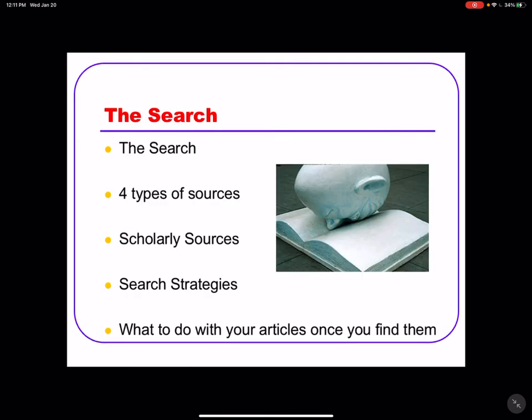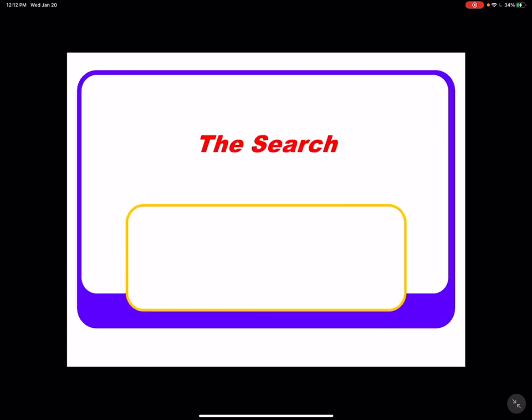So here's our outline. We're going to talk about the literature search, four types of sources. Sources vary widely in quality, and I want to make sure that we only use the top quality research sources in this class. Then we're going to talk about the very best sources, which are scholarly sources. Then we'll probably take a break and come back and talk about search strategies and what to do with your articles once you find them.